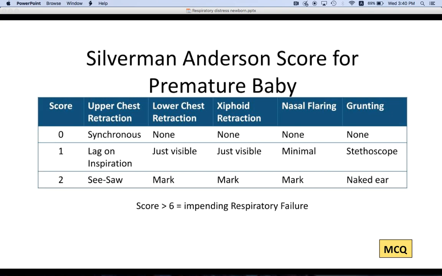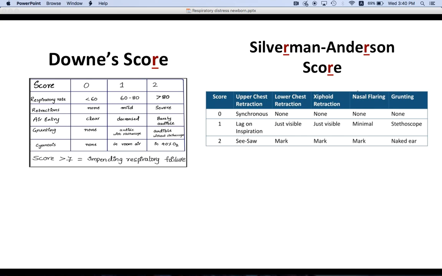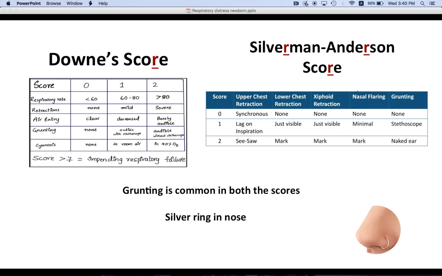Now, sometimes you can get confused between these two scores, that is, what components are there in which score. So, how to remember that? You can remember that there is only one R in Downey, so retractions come only once in a Downey score, while R is coming thrice in Silverman-Anderson, so retractions are coming thrice in Silverman-Anderson score. Grunting is common in both the scores, and a silver ring is usually worn on the nose, so you can remember that nasal flaring is a part of Silverman-Anderson score, right?